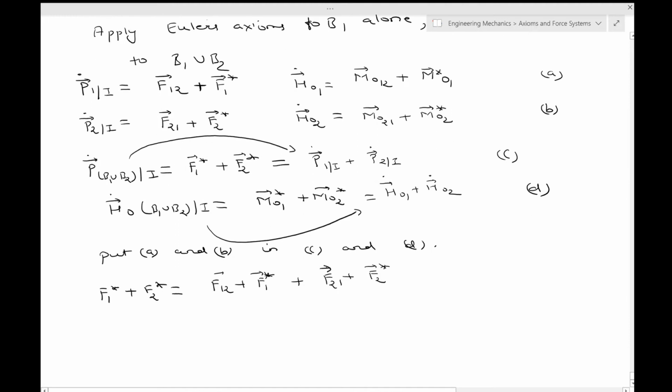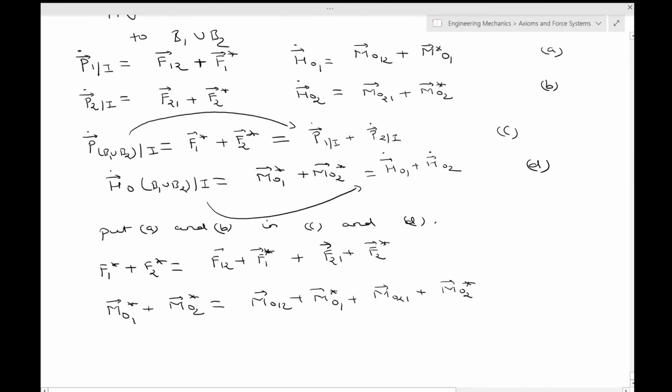Similarly, looking at D now. Okay, we have MO1 star plus MO2 star is equal to H dot O1, which is MO12 plus MO1 star, plus H dot O2, that would be MO21 plus MO2 star. Okay, now lots of cancellations will happen, and this will imply that F12 is equal to minus of F21. Okay, this will imply that MO12 is equal to minus of MO21.